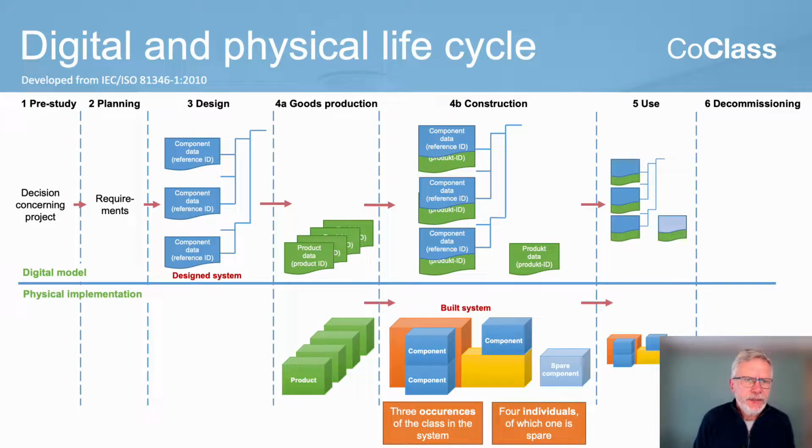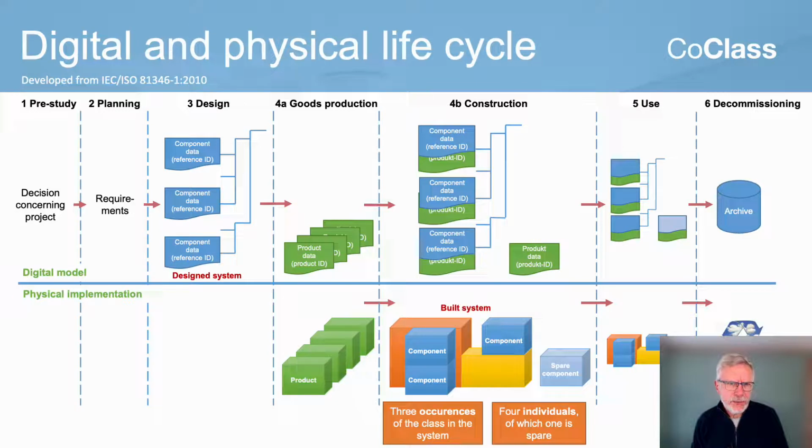And then in use, of the 4 individuals, one of the components is broken. So then the spare component is used, and you need to buy a new component, a new spare. But if you keep track of the design data, you can hopefully find replacement objects. And the original data is also important in the decommissioning.